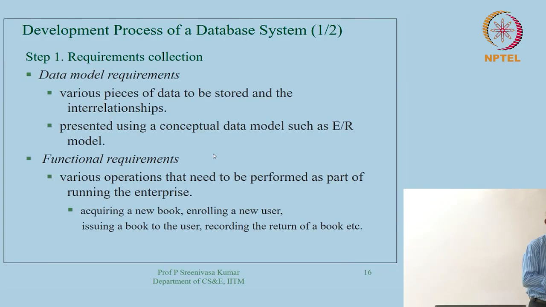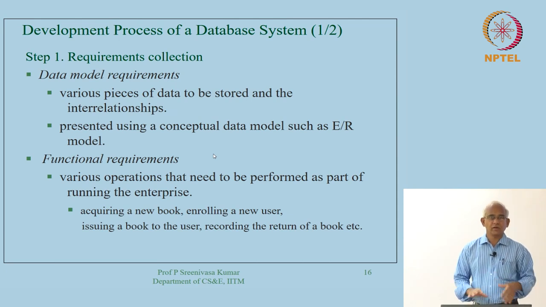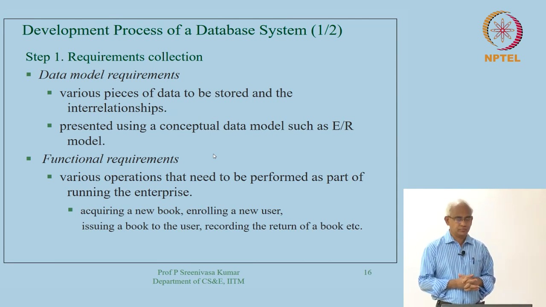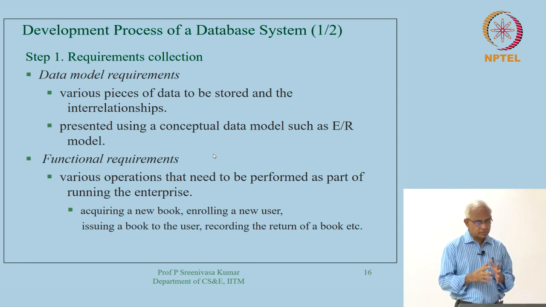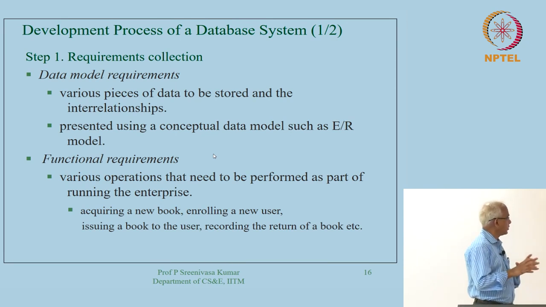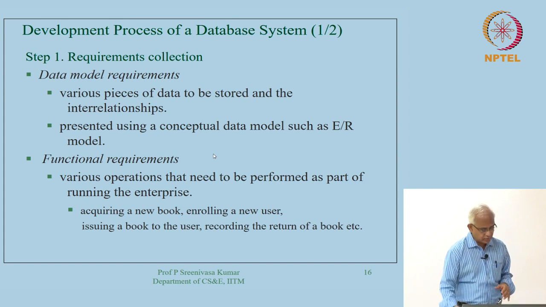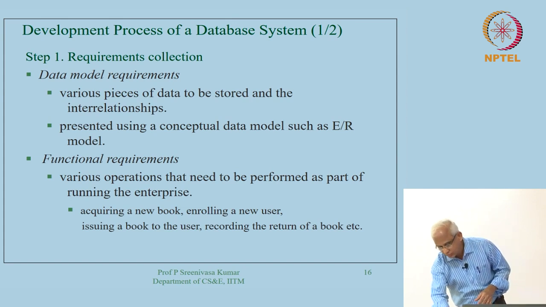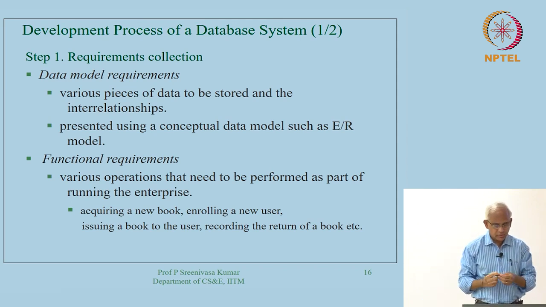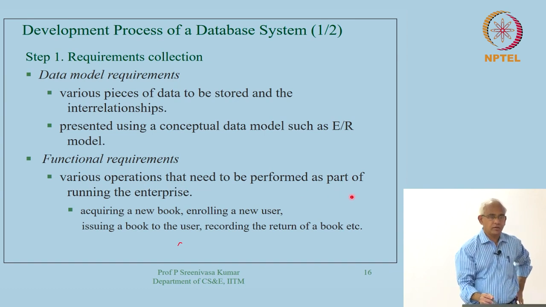So, let us briefly recall what we were doing in the last lecture. We were looking at the development process of a database system. Basically it has these steps: we need to first collect the requirements for the system, and there are two kinds of requirements. The first is that we need to figure out what are the important entities and associations between them that we need to represent, and then the various operations that need to be performed as part of running the enterprise.